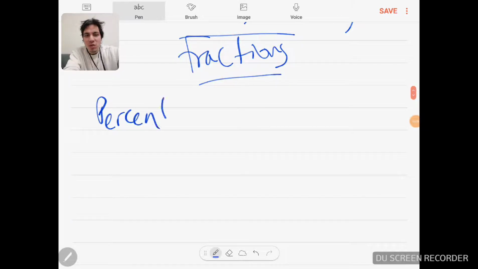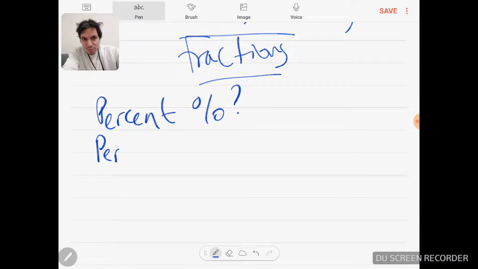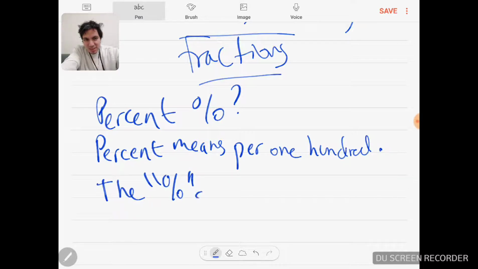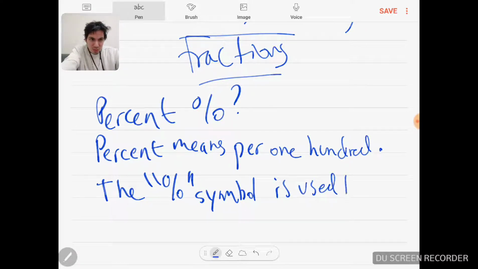Now, what is this? What is that symbol? What does that mean? Percent means per 100. So we understand that the percent symbol itself is used to denote percent.